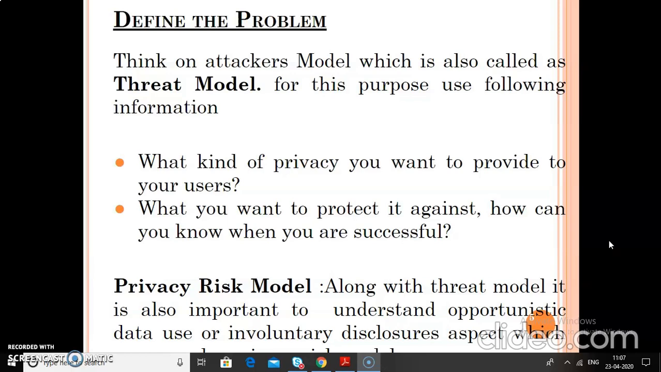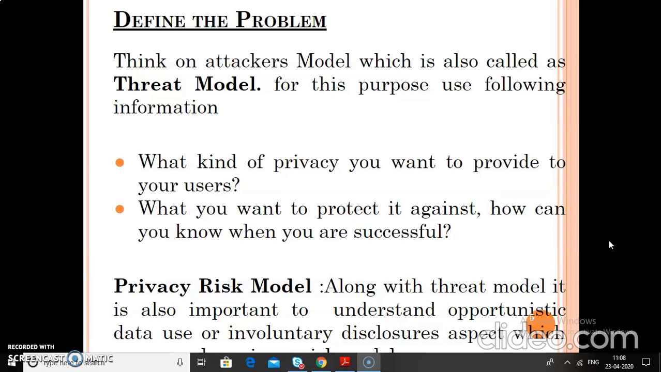Our main focus is on what kind of privacy we are expecting, and second thing is against whom we want privacy, against whom we want security. So we should know pattern of intruder. By understanding pattern of intruder, by identifying the intruder, we can define the actual threat model.